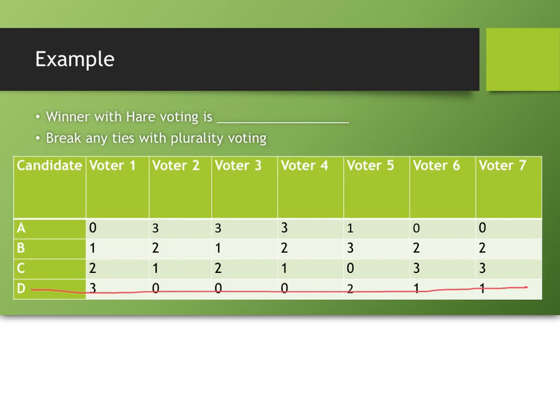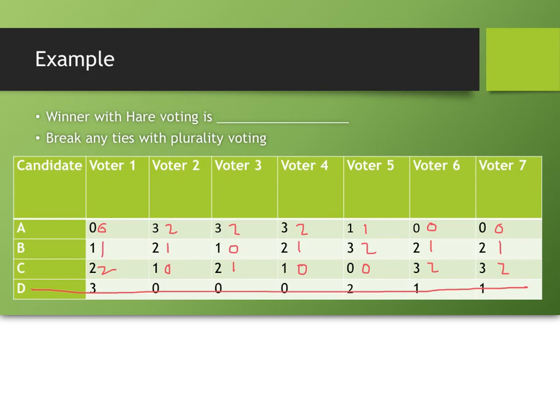And now we have to re-rank everybody with 0, 1, 2. So 0, 1, 2, and so on for each voter. All right? So start counting these up. A has 7. B has 7. C has 7. I said D, I meant C. So it's a tie right now in first place. A, B, and C all have 7 points each.